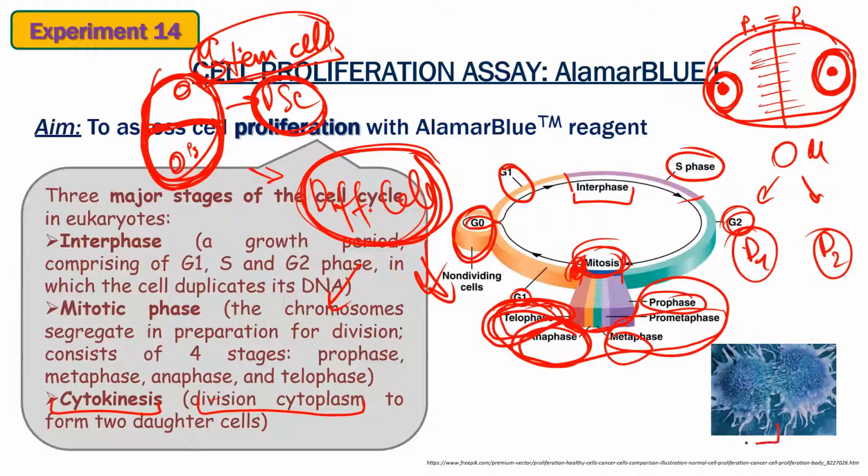So here you can see a very beautiful picture showing these two cells being separated from each other. So these are two daughter cells of the previous mother cell. And then, of course, everything starts again and again. So that's why it's called the cell cycle.